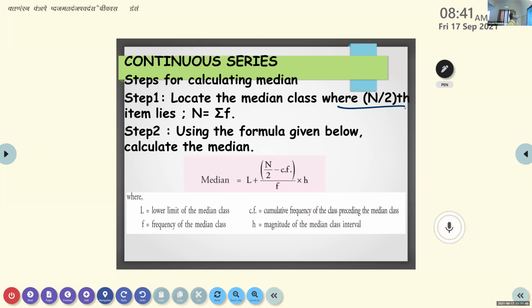So the first step, whenever you get a distribution, we have to locate the median class. To find the median class, what do we have to do? Total frequency, or number of observations, divided by 2. Whichever class that falls in, take that as the median class. Then we have to apply the formula.